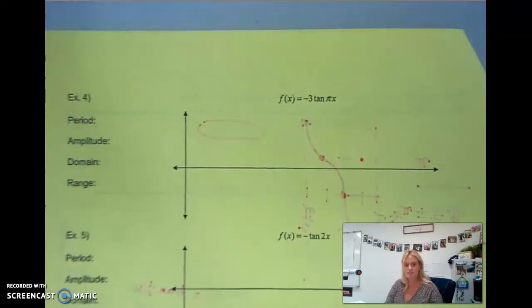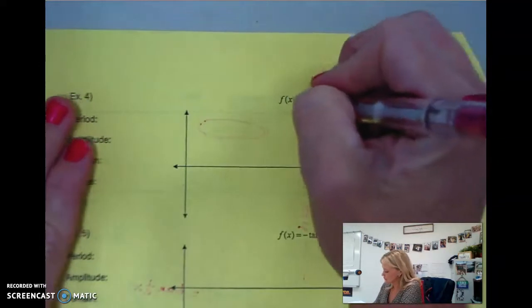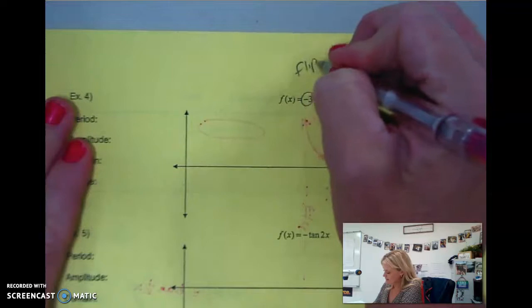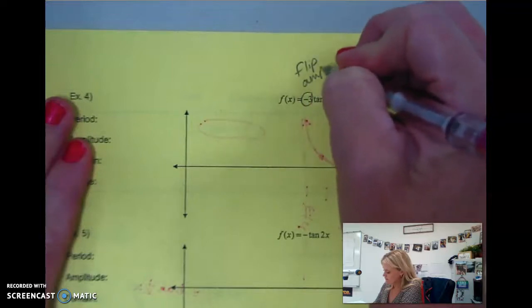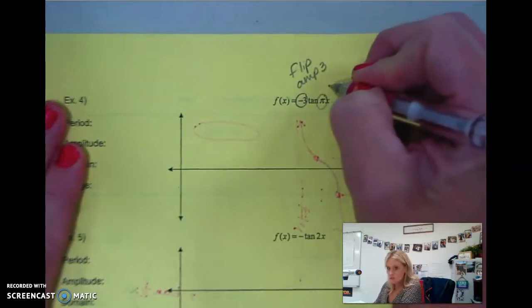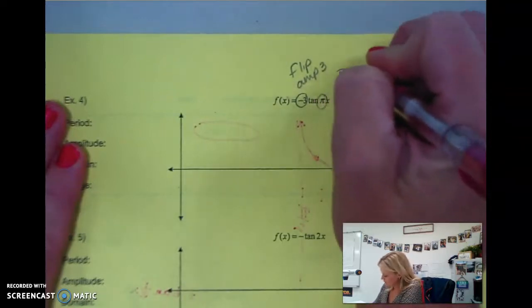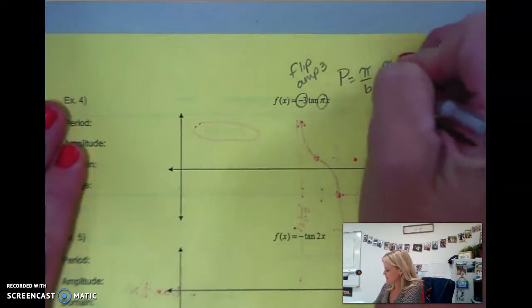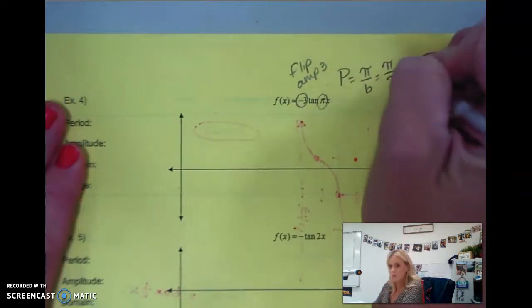All right, let's jump to example number 4. Again, everything that we're doing, you should be able to tell me. What is a negative A going to do? It's going to flip it, and it's got an amplitude now of 3. B is pi, so period equals 1 pi over B. This time my period is 1 pi divided by 1 pi, or 1.